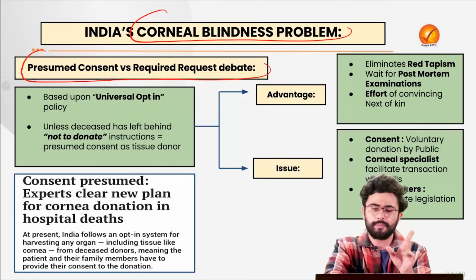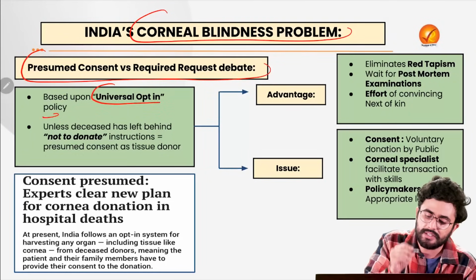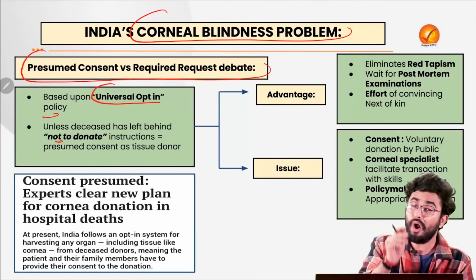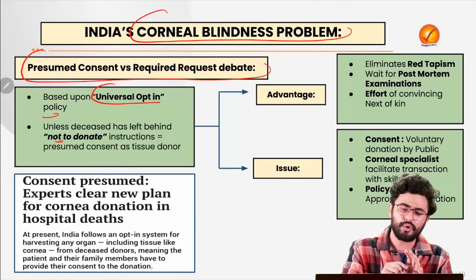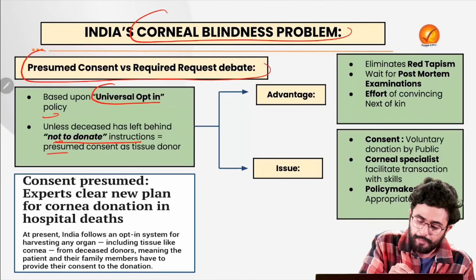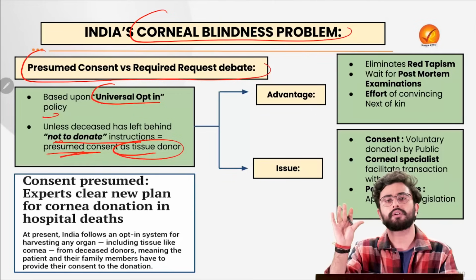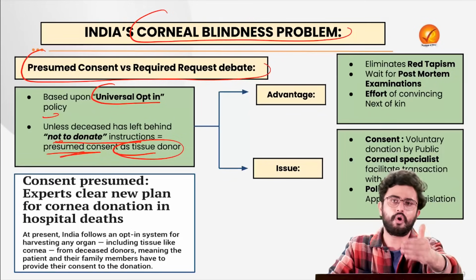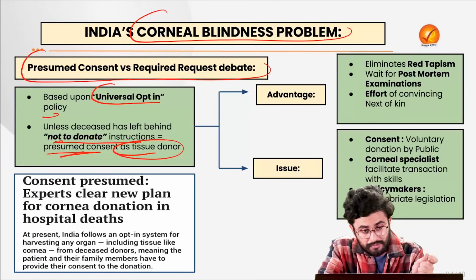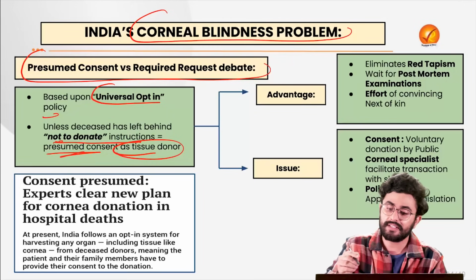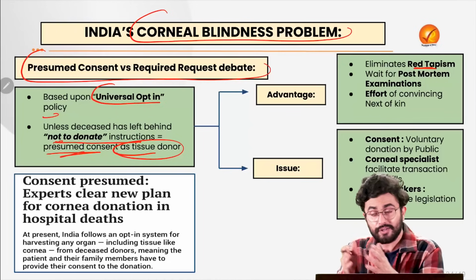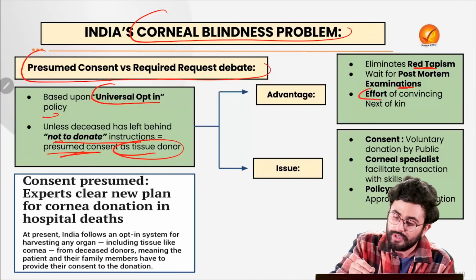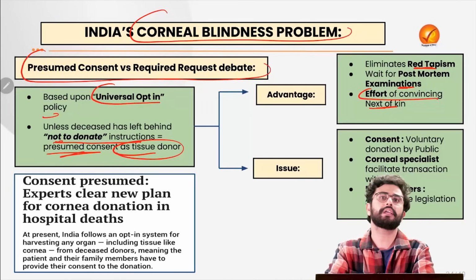What is presumed consent? Presumed consent is based upon a universal opt-in policy, where it is presumed that unless the deceased has left behind a specific instruction not to donate, there is consent as a tissue donor. So I am presuming that if you have not specifically said no, your cornea will be taken, right? Now, the report suggests it has certain advantages. For example, it can eliminate red tapeism, curb the wait for postmortem examinations, and reduce the effort of convincing the next of kin.